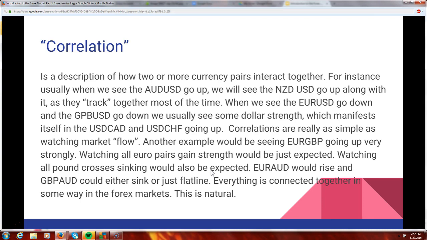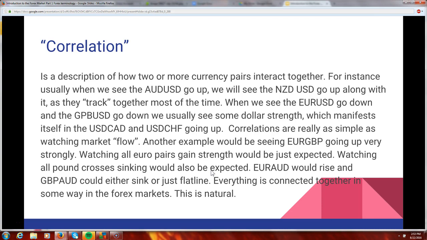So when we see the euro US dollar go down, and for instance the Great British Pound US dollar going down at the same time, or the same rate of speed, we will usually see some dollar strength, okay? And that manifests itself in a reversal on the other pairs. You would tend to see the US dollar Canada tracking up and the US dollar Swiss franc tracking up.